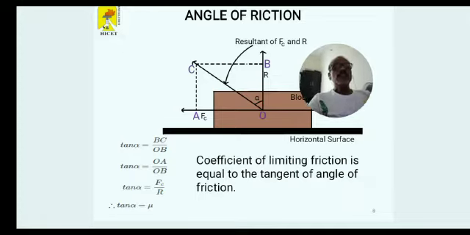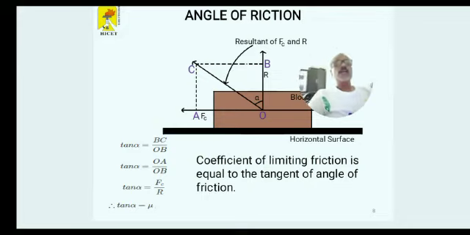So consider the triangles OBC and OAC. We calculate the angle: tan alpha equals BC by OB, or tan alpha equals OA by OB. Substituting these values, F by R. So the coefficient of limiting friction is always equal to the tangent of the angle of friction. So tan alpha is equal to mu, where mu is the coefficient of friction.